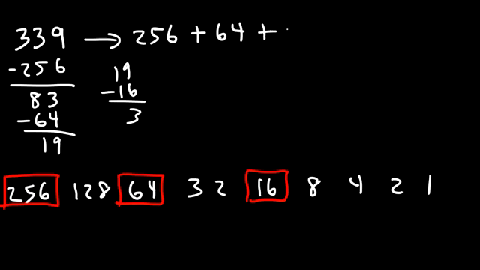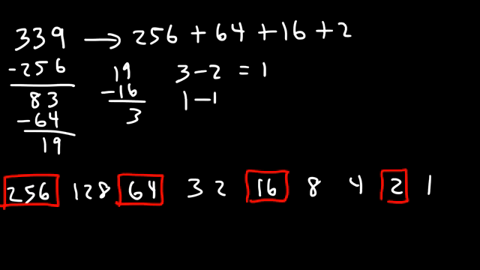And so let's write the 16. And then the next highest number that's under 3 is 2. And so 3 minus 2 is 1. So let's put the 2 here. And then 1 minus 1 is 0. So we need to include the 1 as well.